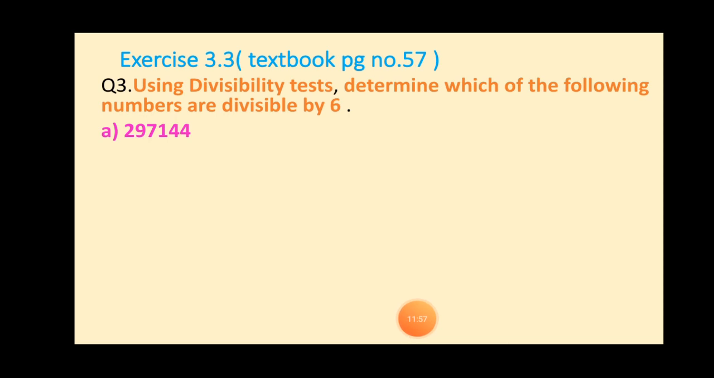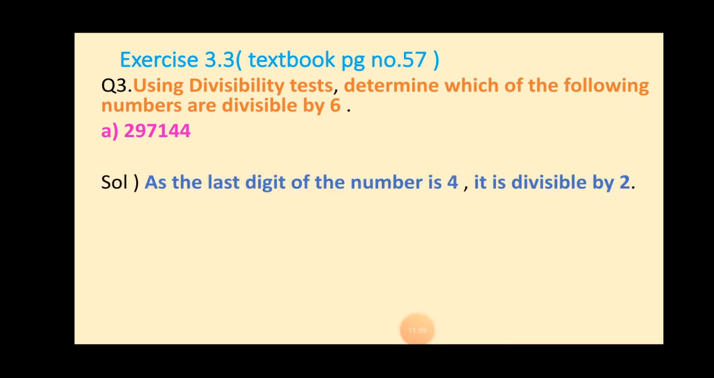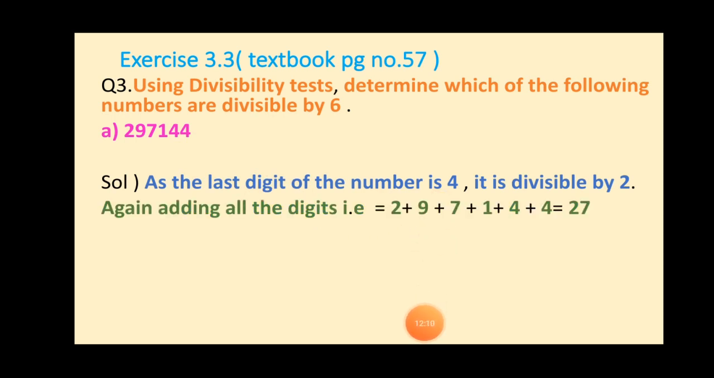So children, what we have learned just now, we will apply it here. First of all, for this given number we will see its ones place digit. Here at its ones place digit we have 4. So we will say that this number is divisible by 2. Now secondly, we check its divisibility by 3.